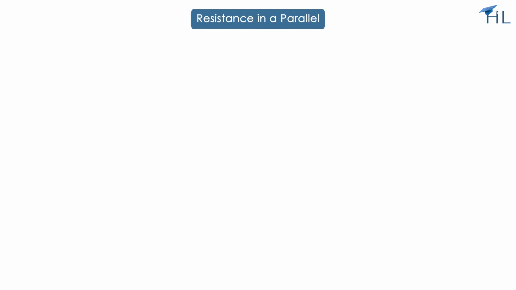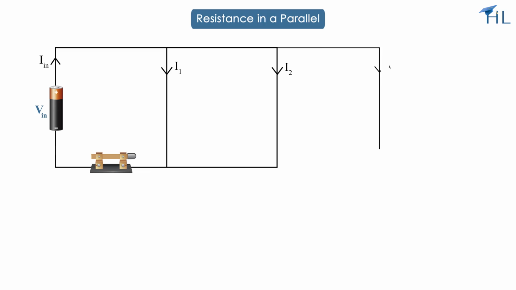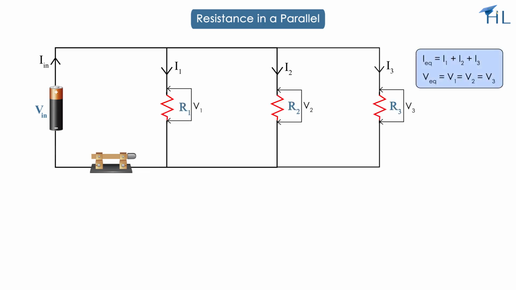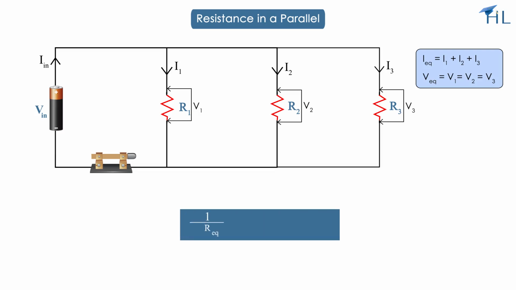Now, let us switch gears and talk about resistance in parallel circuits. In a parallel setup, components are connected side by side, forming multiple pathways for the current. In a parallel circuit, the reciprocal of the total resistance is equal to the sum of the reciprocals of the individual resistances. If the total resistance in parallel is R, then 1 by R is equal to 1 by R1 plus 1 by R2 plus 1 by R3.